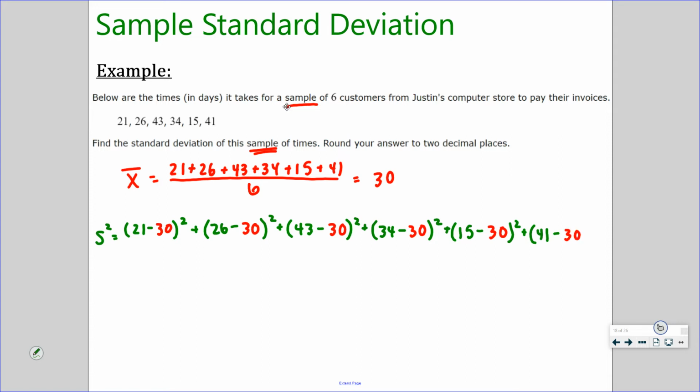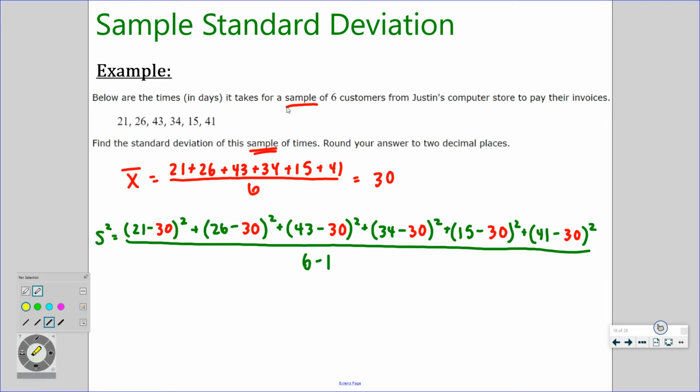Make sure when you're typing this in your calculator, you're using the parentheses. All right, now here's a big difference. Here's the big warning. We divide this by 6 minus 1. We divide this by 5. I'm going to highlight this. It's a big difference because we do a sample. That's the only difference.